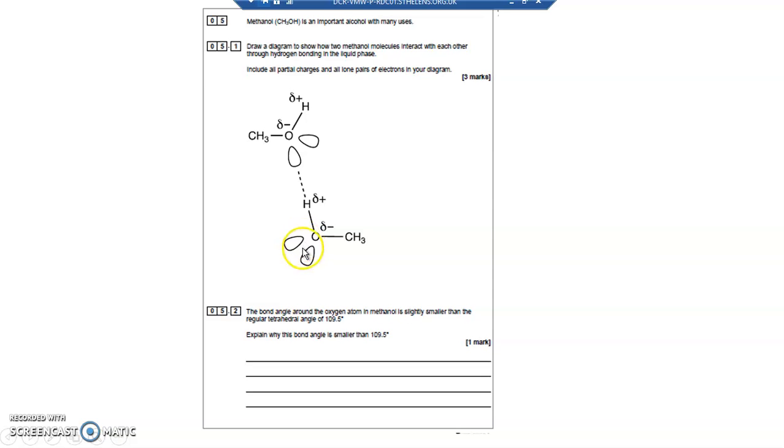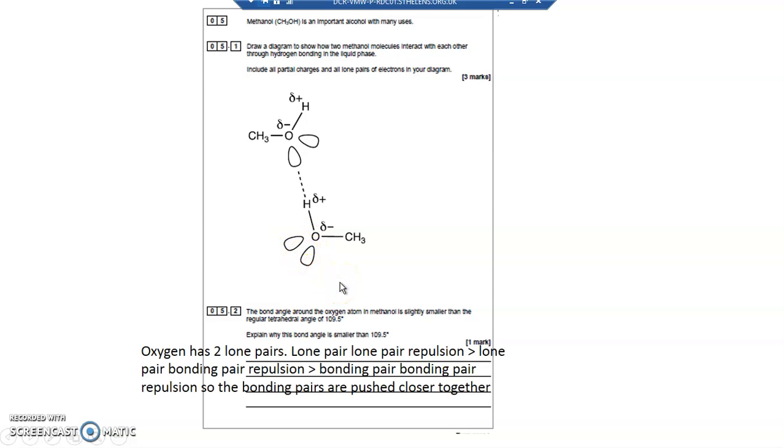104.5. So what actually happens is it's due to the electron pair repulsion theory. So oxygen has two lone pairs, and lone pair repulsion is greater than lone pair bonding pair repulsion, which is greater than bonding pair repulsion. In other words, these two lone pairs repel the greatest, and then the lone pair to bonding pair repels next greatest, and then the two bonding pairs repel the least. So the two bonding pairs get pushed closer together.